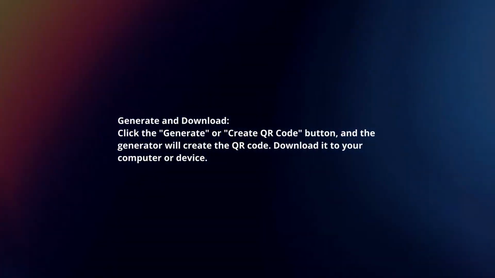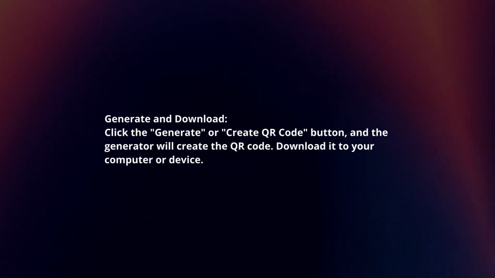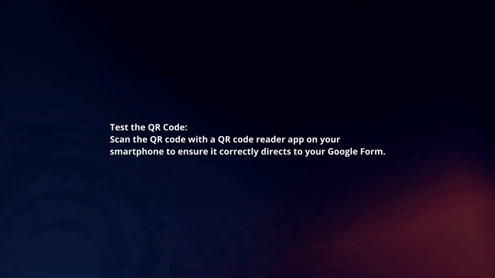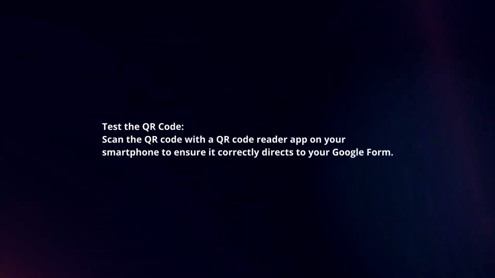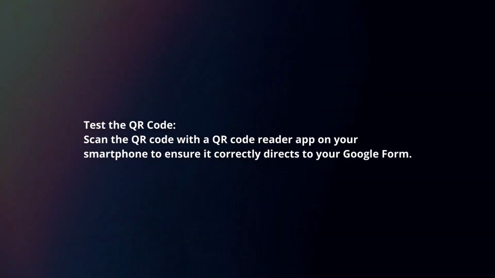Generate and download. Click the Generate or Create QR Code button and the generator will create the QR code. Download it to your computer or device. Test the QR code. Scan the QR code with the QR Code Reader app on your smartphone to ensure it correctly directs to your Google Form.